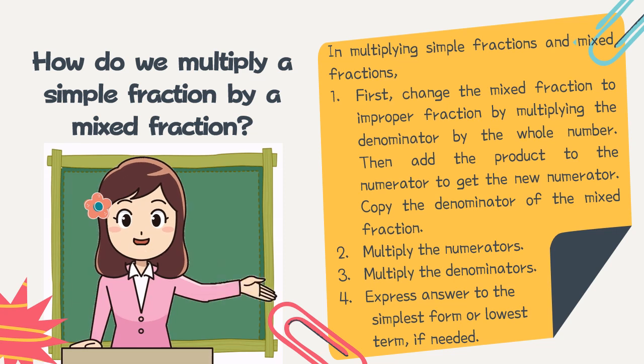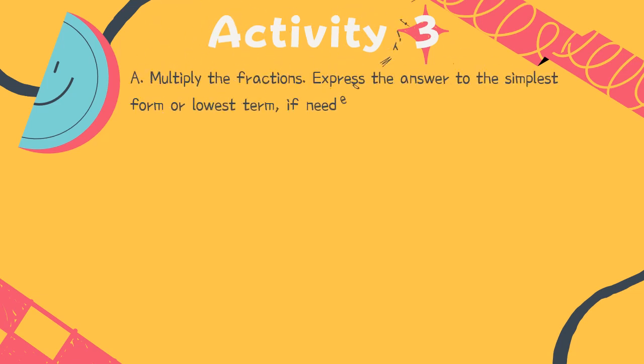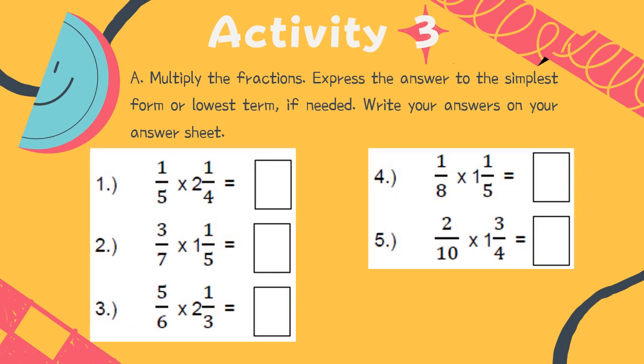Are you now ready to do some activities? Let's go! We are now in activity 3. Multiply the fractions. Express the answer to the simplest form or lowest term if needed. Write your answers on your answer sheet. Again, you can do it. You can do this in 5 minutes.